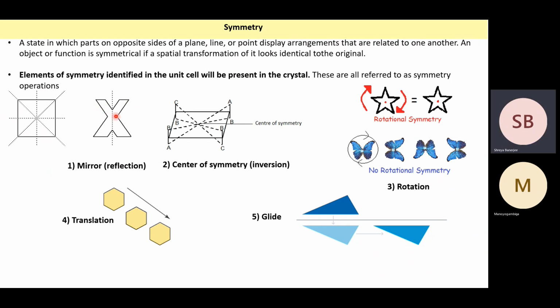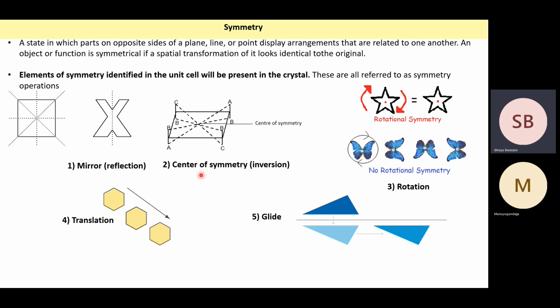The X-shaped object shown here also has a mirror symmetry. Like if you pass a mirror through this vertical line, one side is a mirror image of the other side. And that is mirror or reflection symmetry.